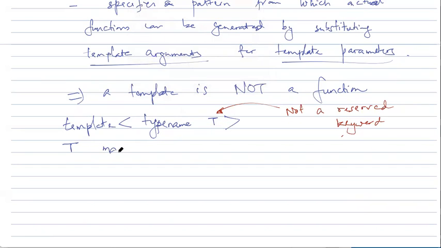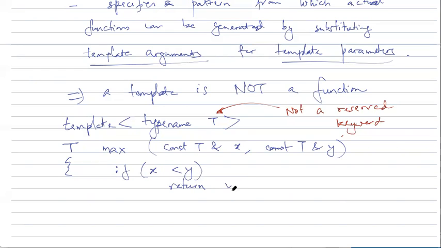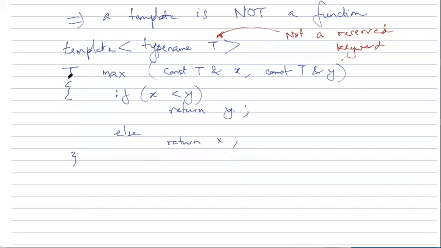So suppose I write T max, and then here I write const T& x, const T& y, and I write a max function that if x is less than y, then return y, else return x, right? So in this case, you can see I have written a template, but this template is not just one function, but it's a family of functions where this T can be replaced with an int, in which case it's going to serve the interest of int. If it is replaced with a float, it will serve the interest of float, right?